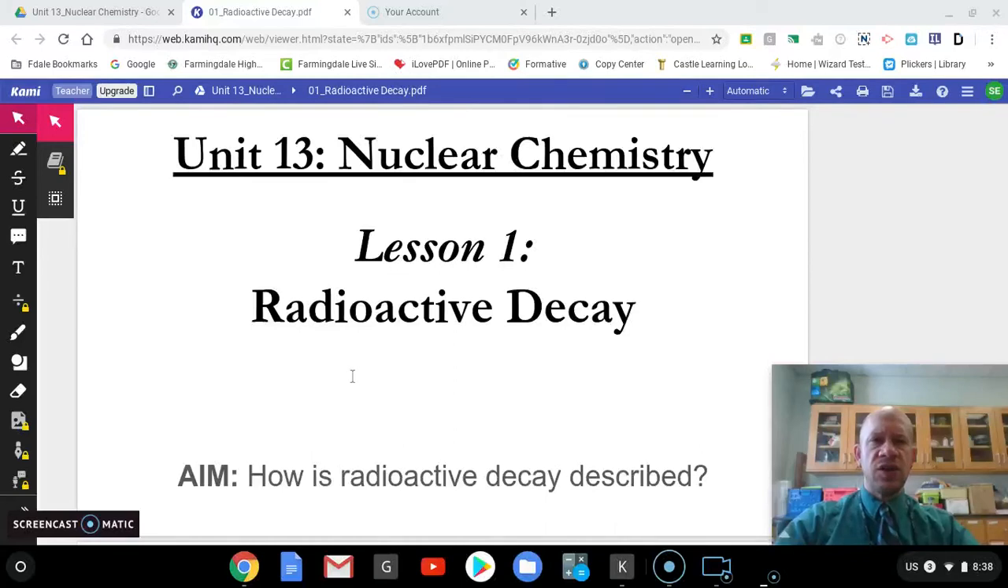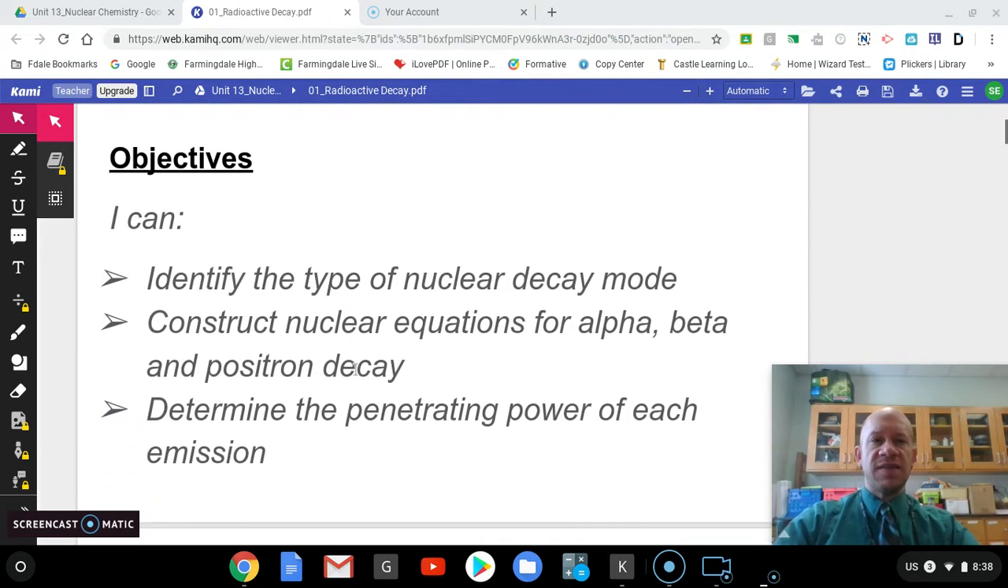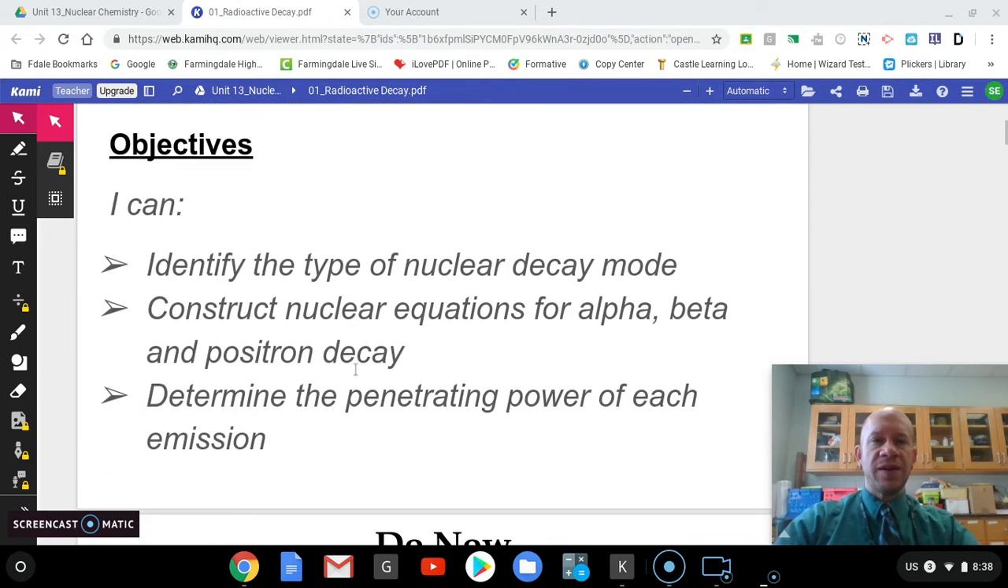This is Unit 13, Nuclear Chemistry. Lesson 1, Radioactive Decay. How is radioactive decay described? The objectives of this lesson: I can identify the type of nuclear decay mode. I can construct nuclear equations for alpha, beta, and positron decay. I can determine the penetrating power of each emission.